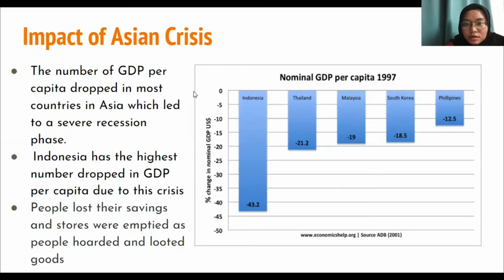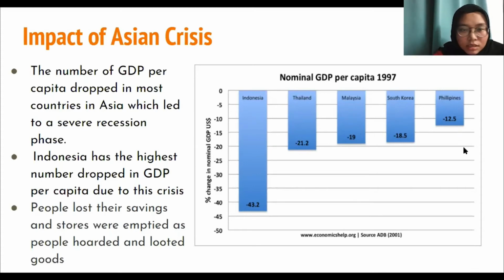As we can see in the graph, GDP per capita in Indonesia dropped by 43.2%. In Thailand, it dropped by 21.2%. In Malaysia, 19%. In South Korea, 18.5%. And in the Philippines, 12.5%. Indonesia has the highest drop in GDP per capita due to this crisis. People in Indonesia lost their savings and stores were emptied as people hoarded and looted goods.